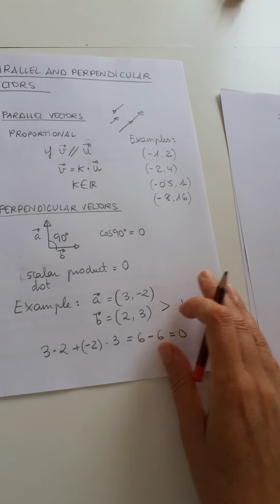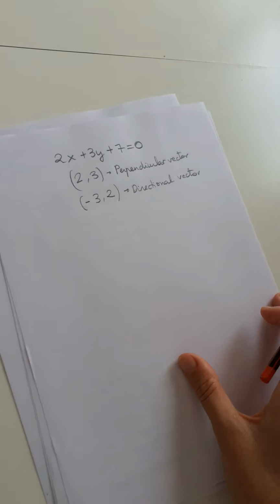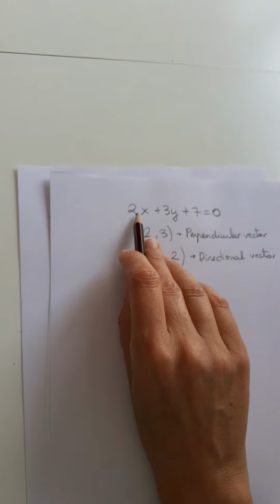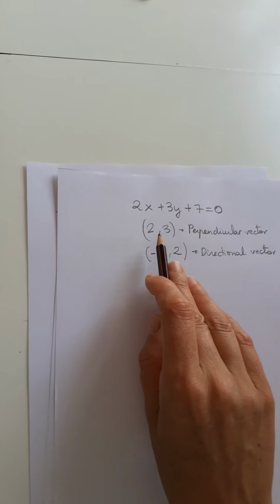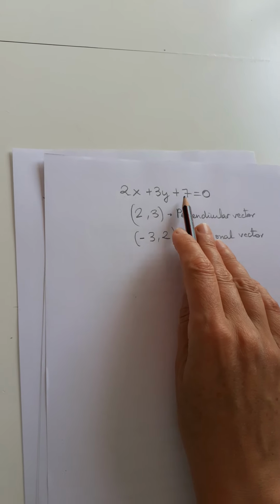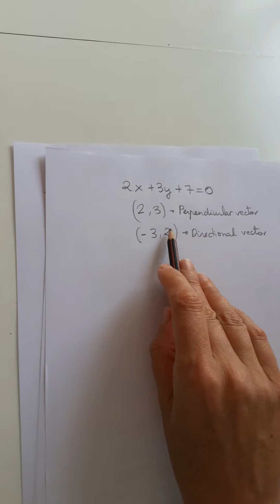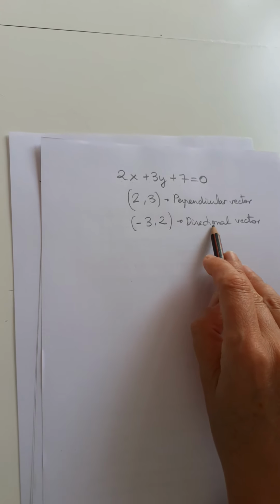Imagine we are working with the general equation of a line. Remember that this coefficient of the term x and this coefficient of the term y give us a perpendicular vector to the line. So if you want a directional vector of this line, you just have to change them and change the sign of one, and this is an example of a directional vector.